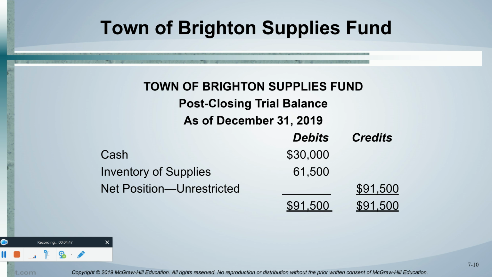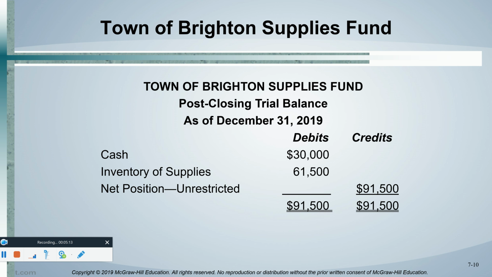So as of December 31, 2019, we can see that we have our trial balance, very simple. We have cash on hand, and we also have some supplies. And that would make sense because that is the main assets that this particular internal service fund would have. And then our equity is called unrestricted net position. Net position is what we call equity here.